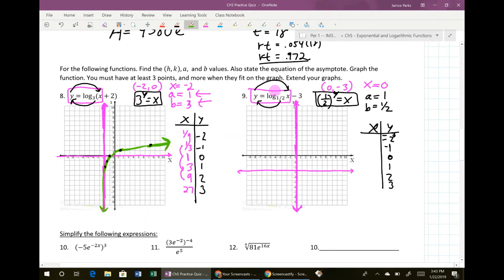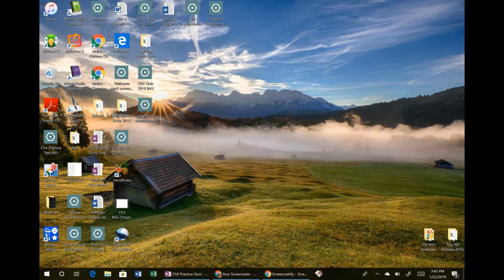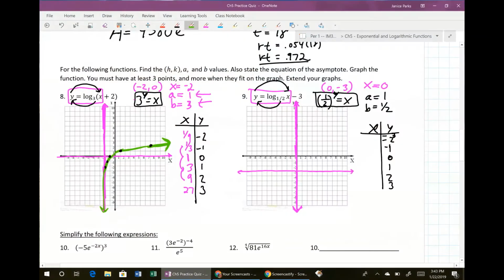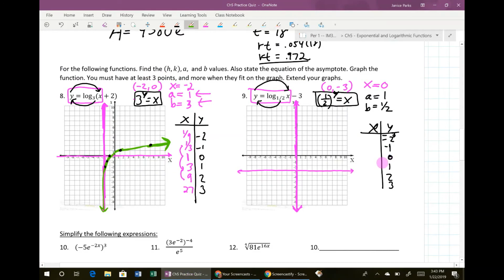For number 9, the initial value is, again, 1. And then the multiplier is 1/2. So you're multiplying by 1/2. So that's 1/2. Multiply by 1/2 again. That's 1/4. I don't really need to go smaller. On the way back, you're dividing by 1/2, which is multiplying by 2. So that's 2, 4, and then 8. So multiply by 2.